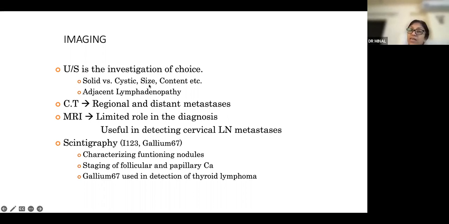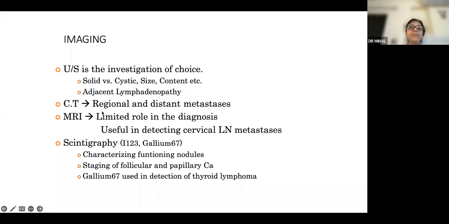Ultrasound will also give you the size. So if it is more than 4 centimeter, then go for a surgery. It will also tell you the content, whether it is calcified. So if there is microcalcification scattered, go for surgery. If there is adjacent lymphadenopathy, that will be clear in ultrasound. And that is again a pointer towards malignancy and a radical neck dissection. I mean, surgery, of course.